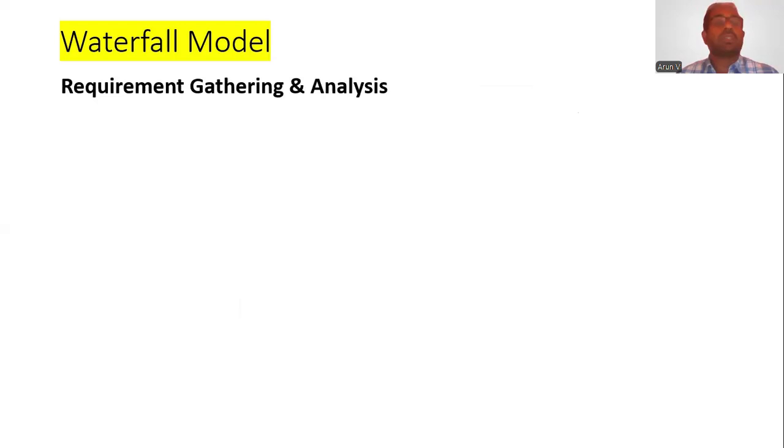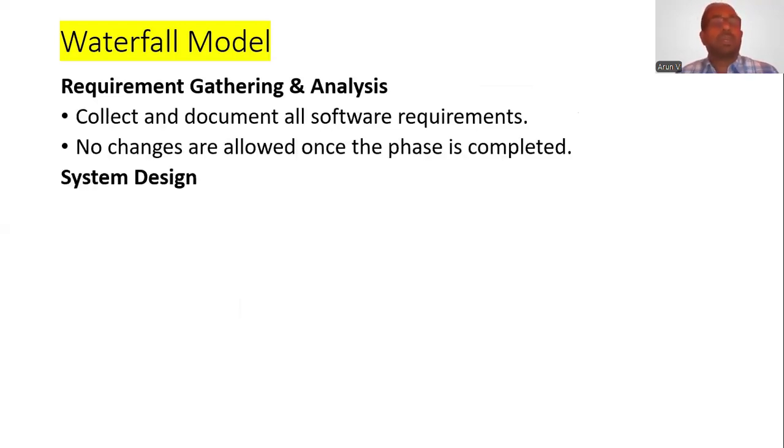Now we'll see each and every process, I mean, each phase. One is requirement gathering and analysis. Collect and document all the software requirements which are helpful for developing the product. In this phase, no changes are allowed once the phase is completed. Once the first phase is completed, while doing the next phases, it cannot be changed, because it is already completed. That's the drawback, as I said earlier in the previous slide.